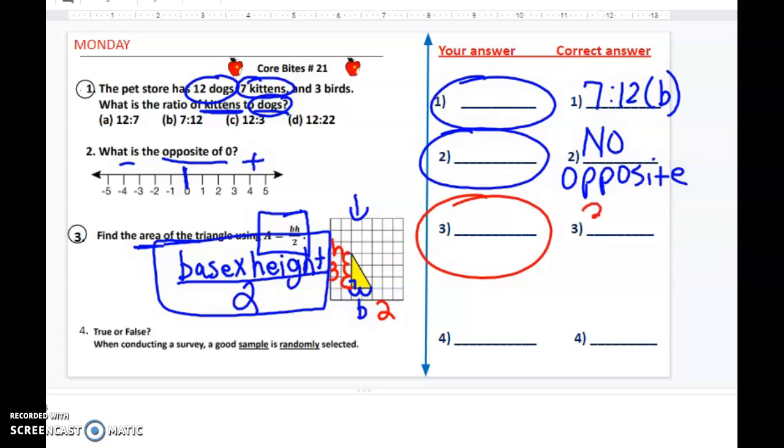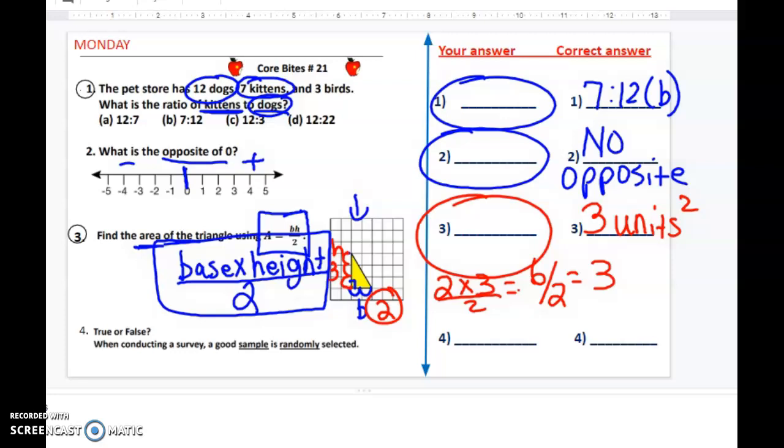Hopefully you said that the area of that triangle was 3 square units, because if you take the base, which is 2, and you multiply it by the height, which is 3, you get 6, and 6 divided by 2 is 3. If you missed that one, make sure you understand why, and make sure you have the correct answer as well.